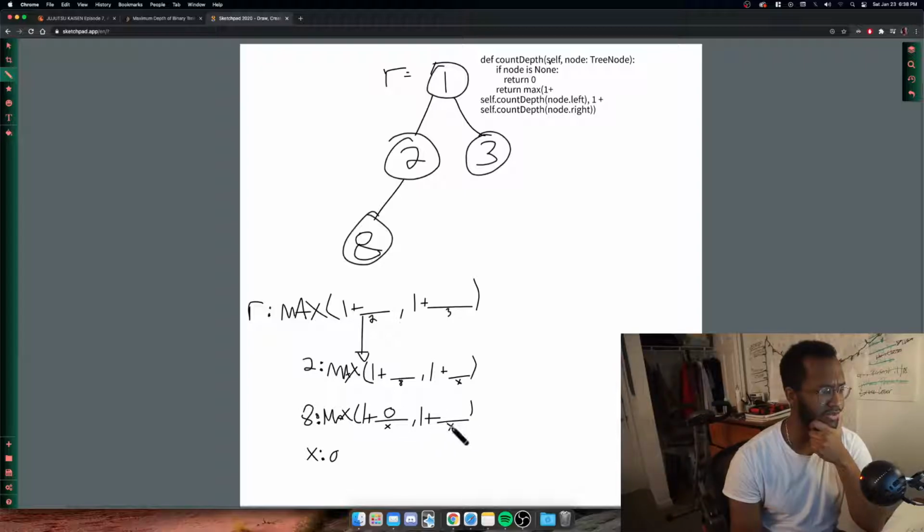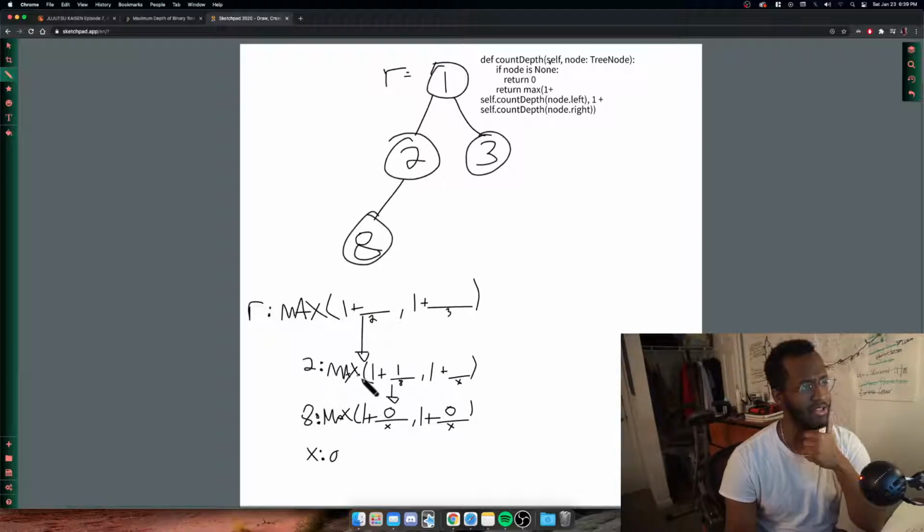We also have to do it for this other x. So we're going to do it again. Oh, wait, x is none, return 0. So you can see how the first question we ask is the question we're going to ask for every single node. And now we can start bubbling this up to the top. What's the max of 1 plus 0 or 1 plus 0? They're both 1, so it doesn't really matter. So now we know that at 2, we have at least a depth of 2.